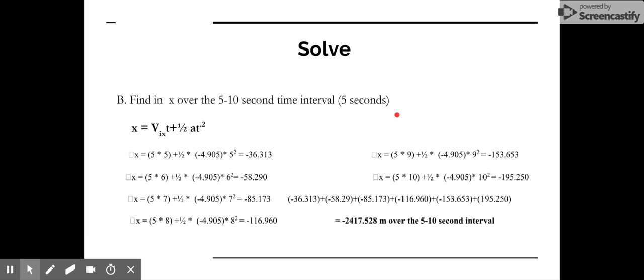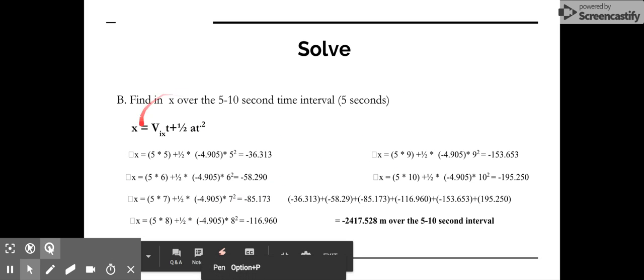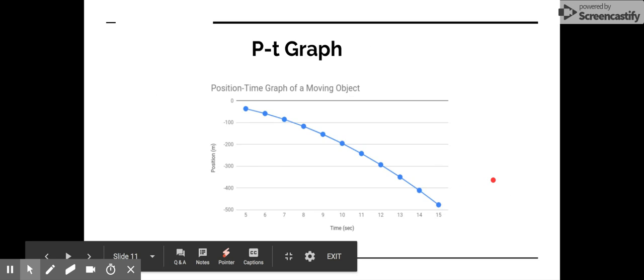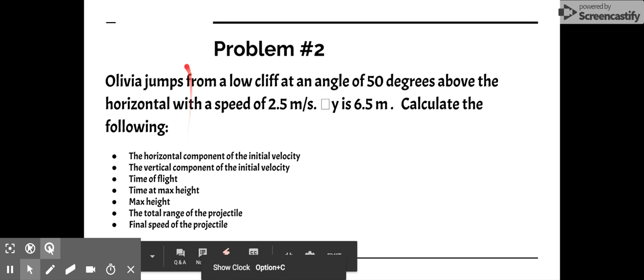And then the PT graph, I used this equation and I mostly plotted these numbers. However, I did go up and changed, till I think 15, changed these t values again. So this is problem 2.